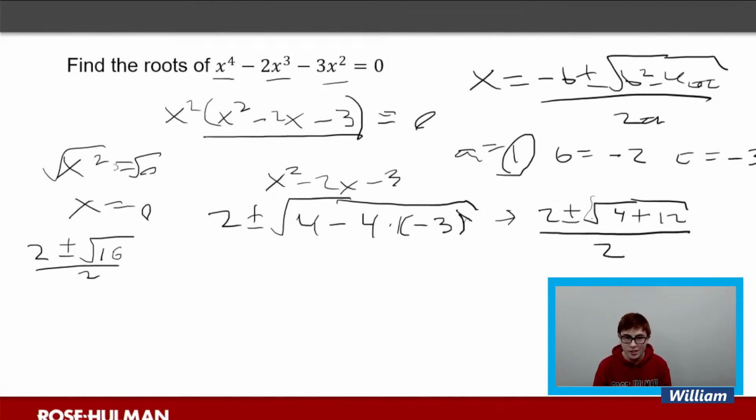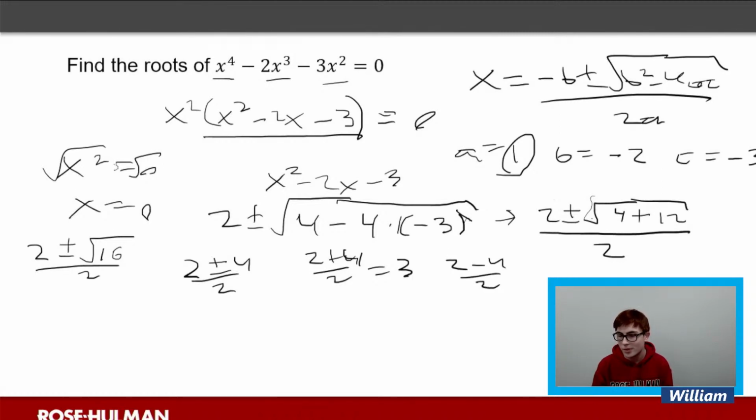Now the square root of 16 is another square, again very convenient, super useful. So we have that 16, and that's going to be 4 squared. 4 squared is equal to 16, so the square root of 16 is 4. So we have 2 plus or minus 4 over 2. The first thing I'm going to do is 2 plus 4 over 2, which is 6 divided by 2, which is 3. And then we're going to do 2 minus 4 over 2. 2 minus 4 is negative 2 over 2, which is equal to negative 1.